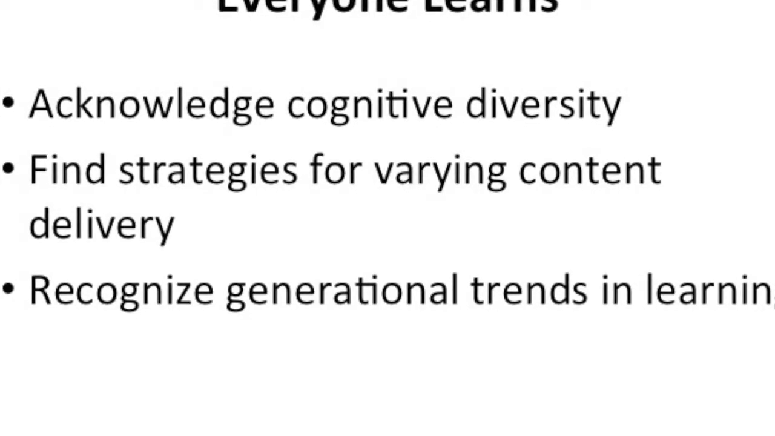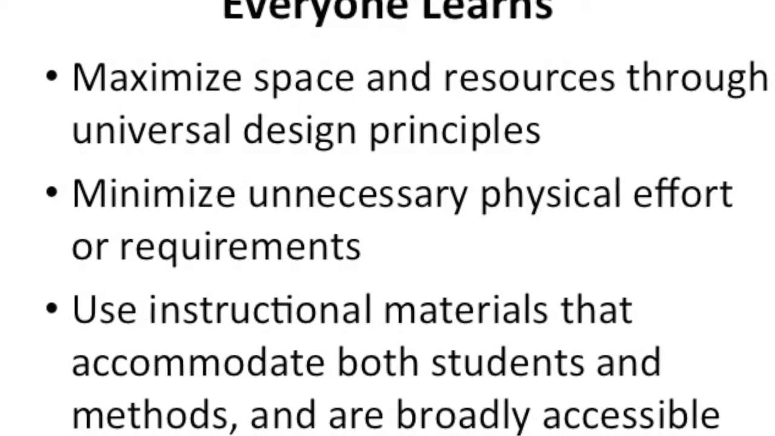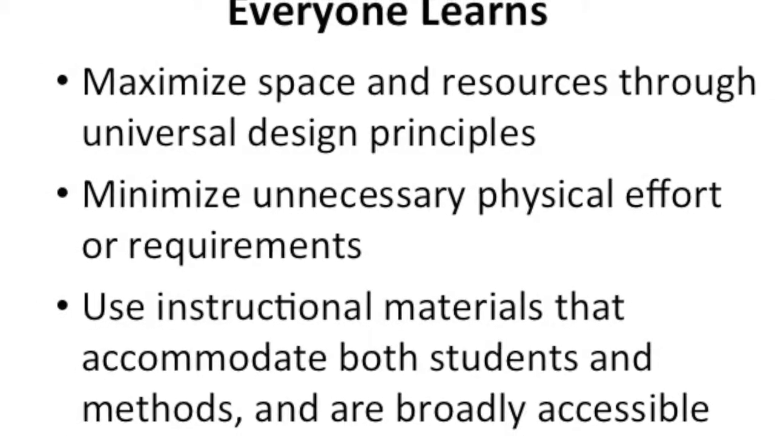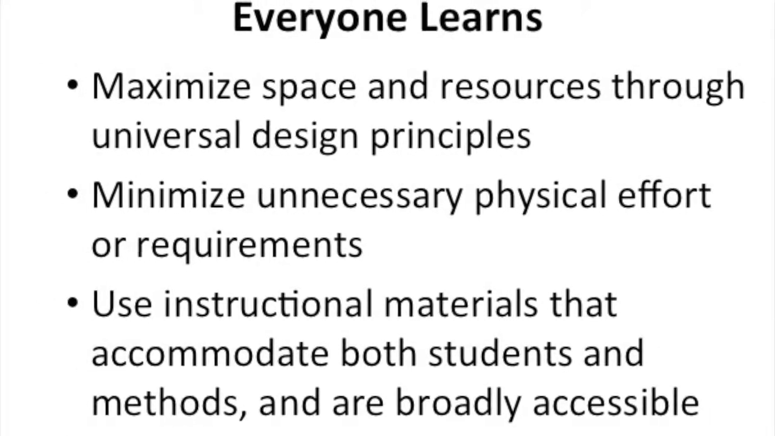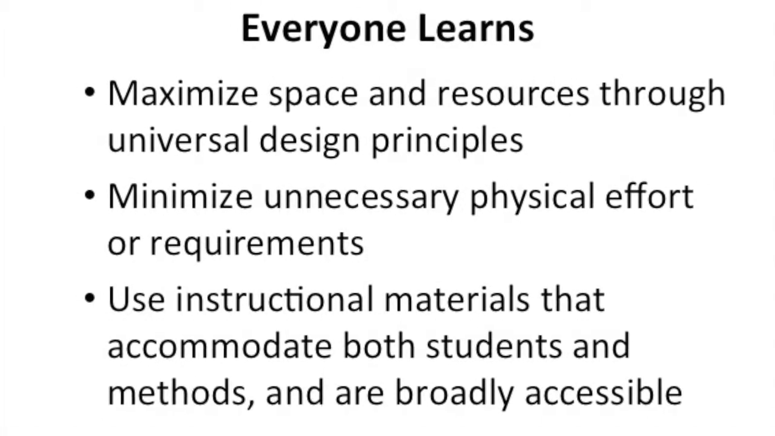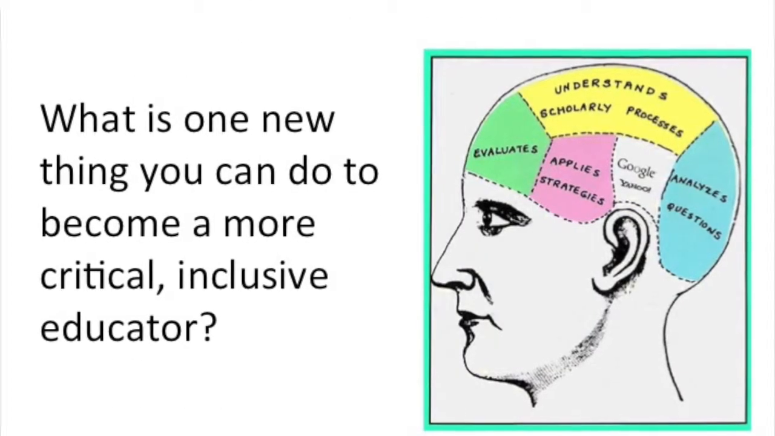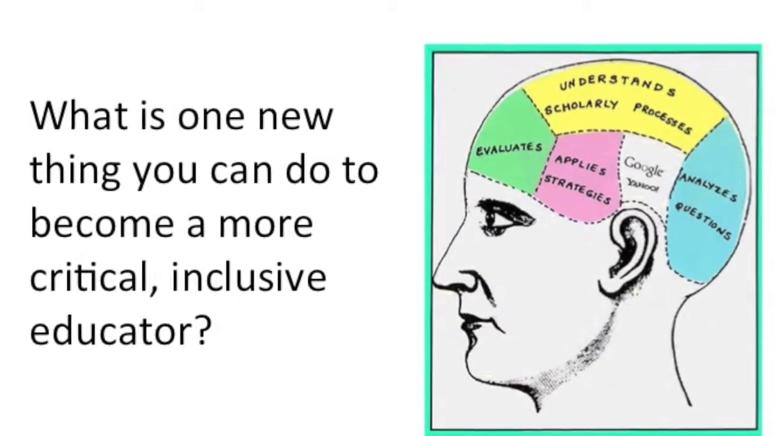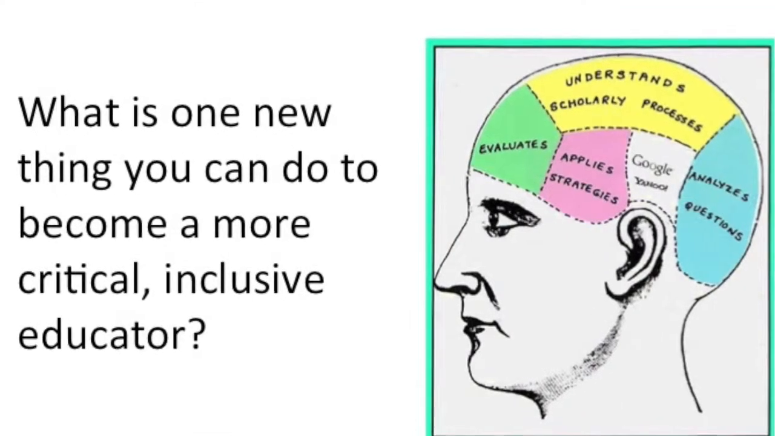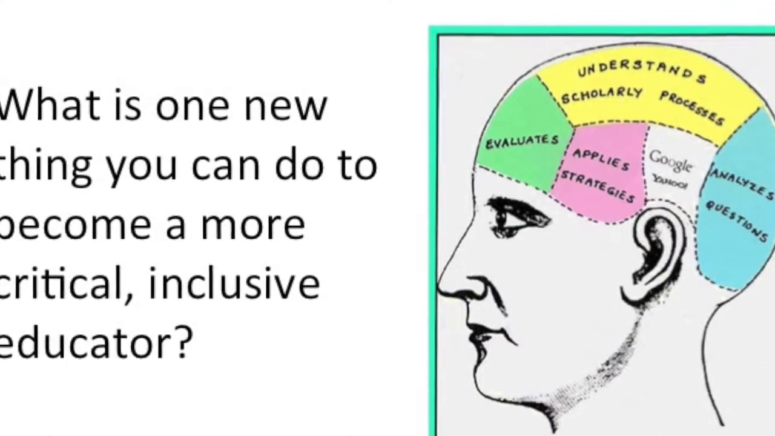We also want to consider that the space matters, that where we conduct our learning, how the chairs are set up, how we use the instructional materials, those make a difference in how we make that learning accessible to students. So I conclude then by asking, what is one new thing you can do to become a more critical and inclusive educator?